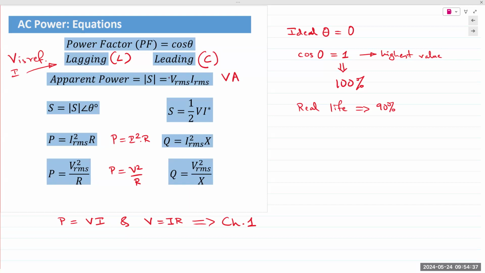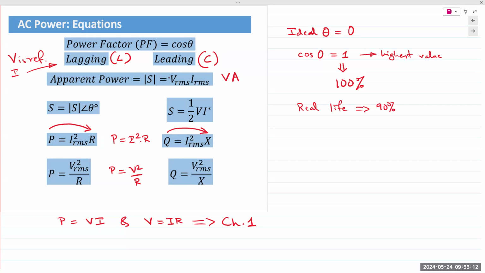And then average power is associated with the resistor. So P is always associated with the resistor. P is not associated with L and C. If it's L and C, then the reactive power Q is associated with the reactance X. Reactance X, or reactance XL for an inductor, is omega L, 2 pi FL. For a capacitor, it is 1 over 2 pi FC.